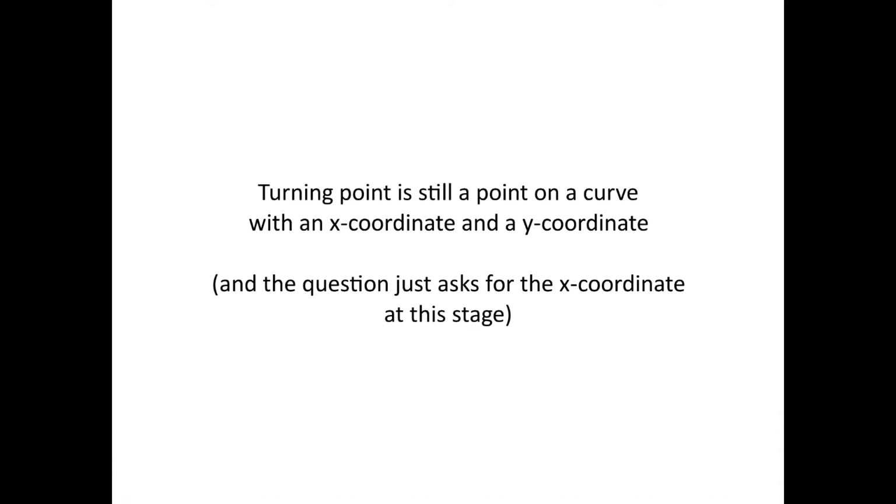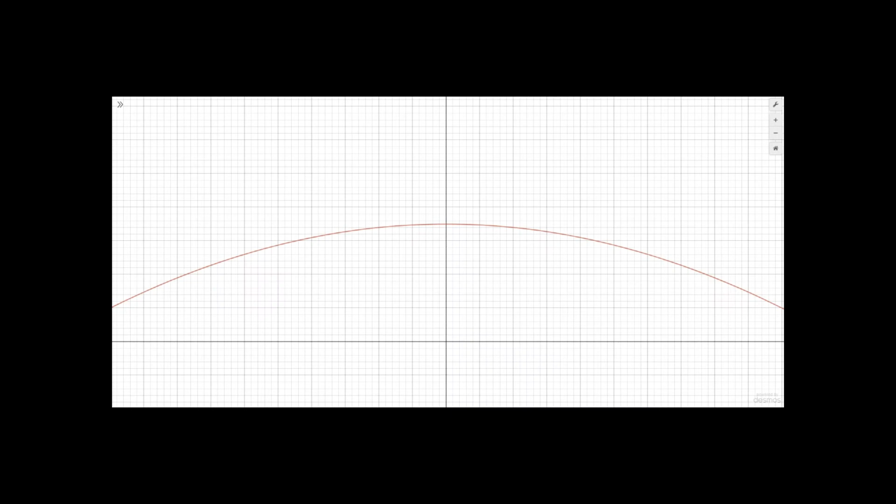So firstly, remember that a turning point is just still a point on a curve. It has an x coordinate and a y coordinate. So here we have a curve, and here's an example of a turning point. Notice that it is the point where the curve goes from increasing values to decreasing values. That's why we call it the turning point. That's what makes it special.